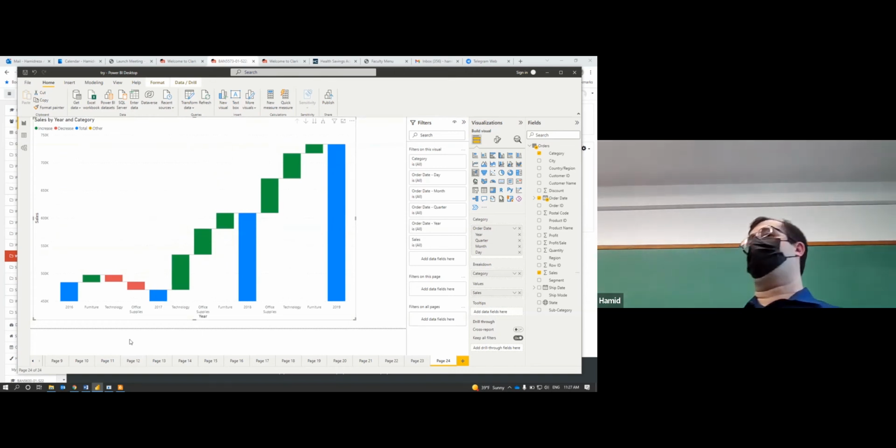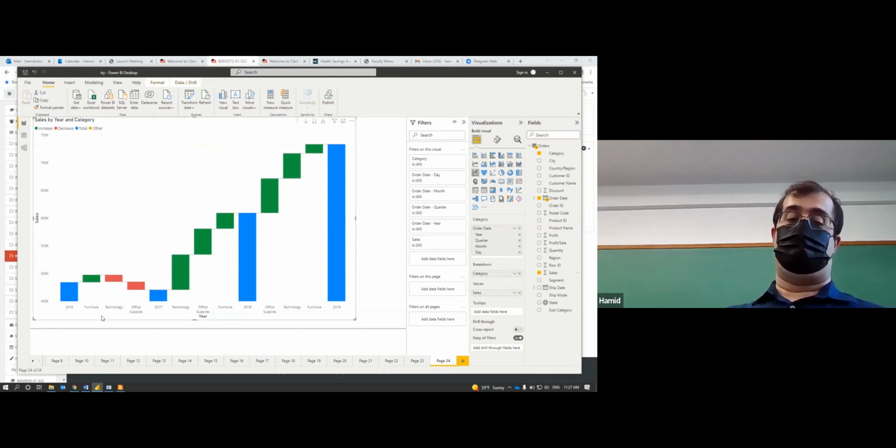So from left to right, you can see what happens in each year. For example, from 2016 to 2017, look at the magnitude of the blue bar. It just shows the total sales. So 2016, you have more sales than 2017.